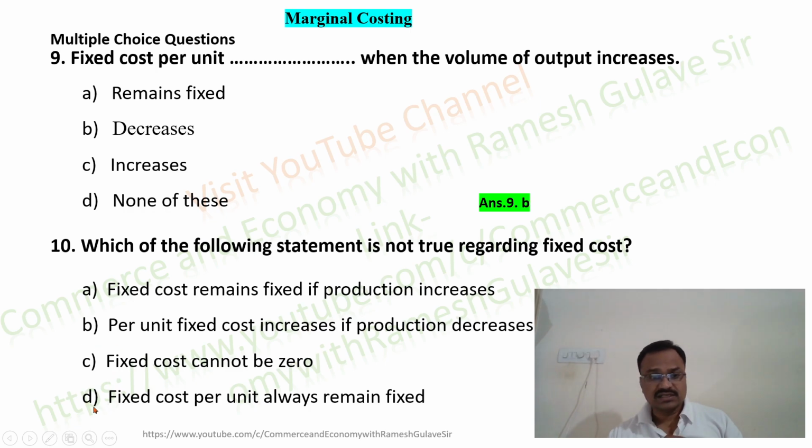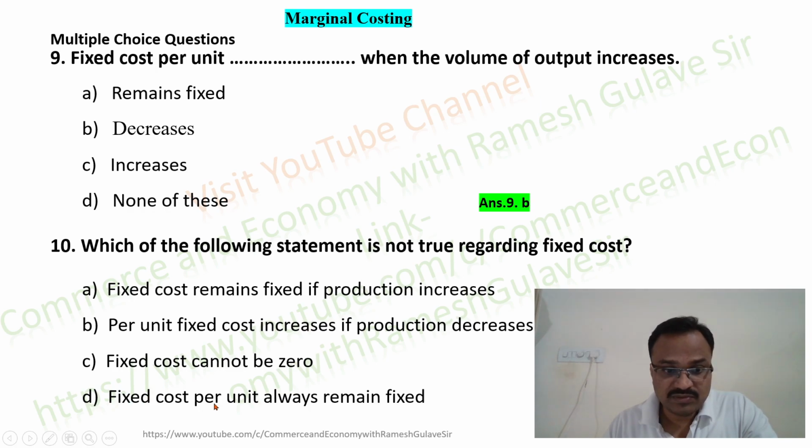Now the last option says fixed cost per unit always remains fixed. So this statement is not true. Here we have discussed that fixed cost per unit will decrease. Now in option B, fixed cost per unit increases. So fixed cost per unit can never be fixed, right? And this statement says fixed cost per unit always remains fixed. So this statement is not true, right?